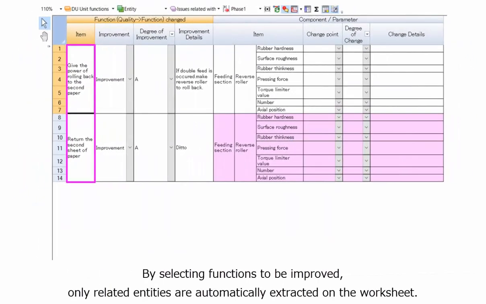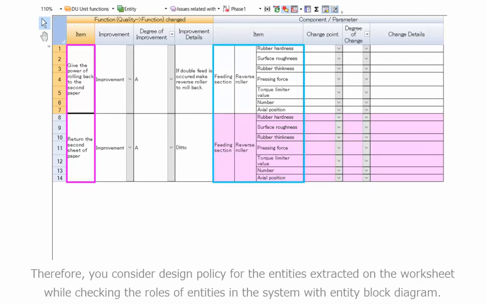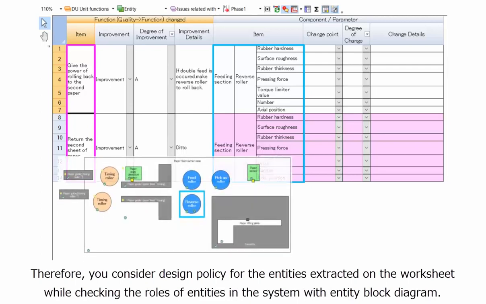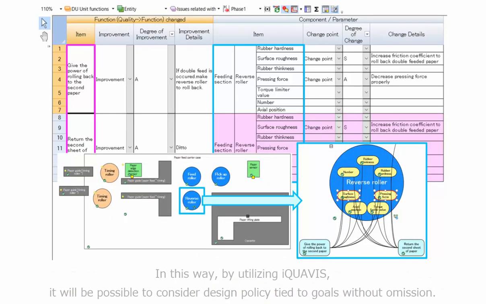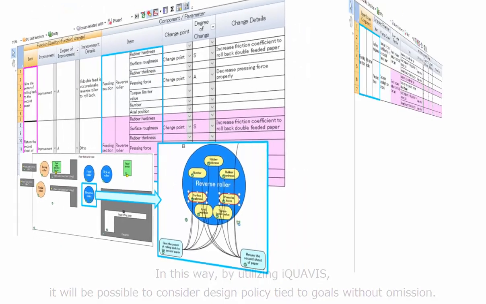By selecting functions to be improved, only related entities are automatically extracted on the worksheet. Therefore, you consider design policy for the entities extracted on the worksheet while checking the roles of entities in the system with the entity block diagram. In this way, by utilizing iQUAVIS, it will be possible to consider design policy tied to goals without omission.